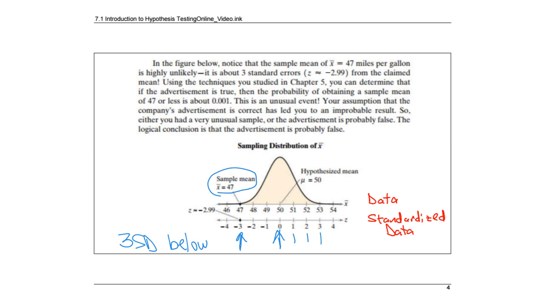Now we can look at more samples. There's other things we do in statistics, but just looking at that sample versus the claim, we're going to say that the advertisement is probably false because it's too far away. It's 3 standard deviations away.